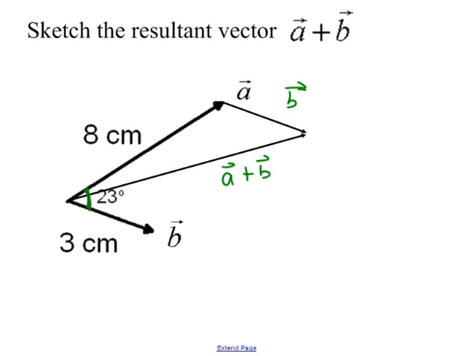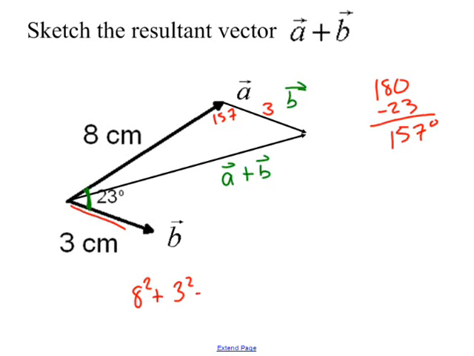Again, you might want to use the idea if you know this angle here is 23 degrees. Same side interior means that this angle here is 157 because 180 minus 23 equals 157 degrees. All right, we also know the magnitude of B was 3 originally, so it's still 3 up there. And we have the magnitude of A is 8, and so now we just do law of cosines yet again. 8 squared plus 3 squared minus 2 times 8 times 3 cosine 157, plug and chug.